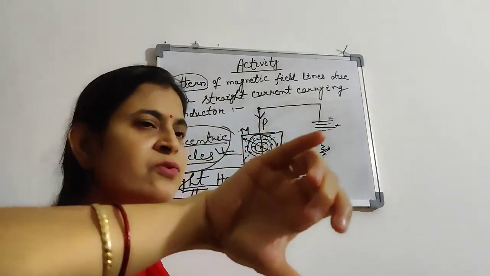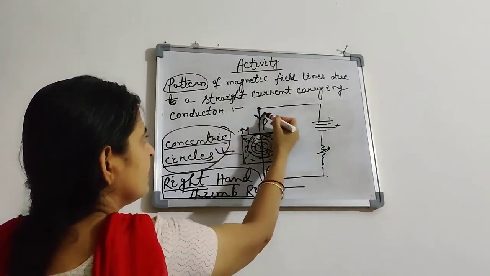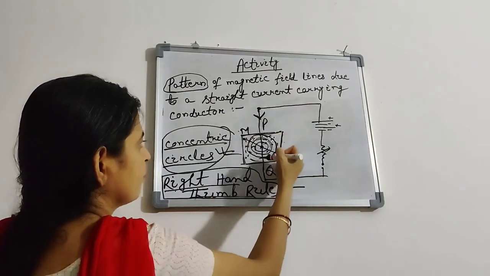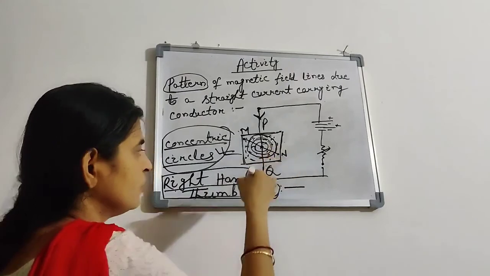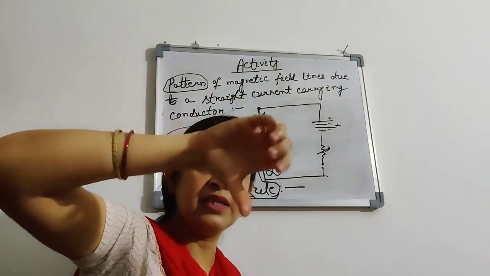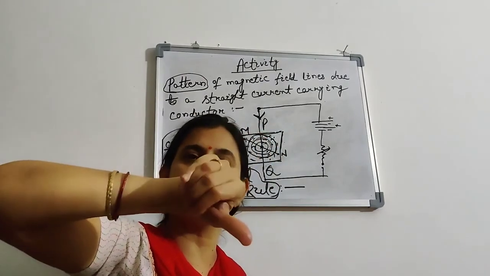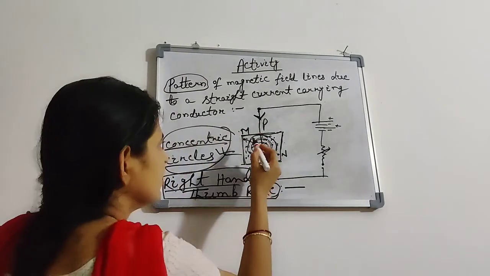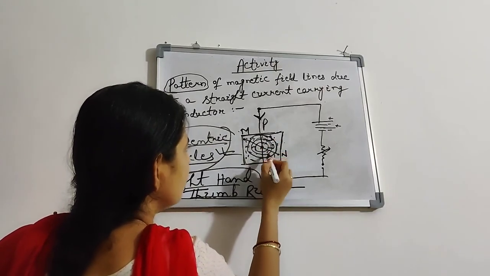Now apply this rule here. The direction of the current is downward, from P to Q. Then what will be the direction of the magnetic field? That will be in the clockwise direction. So the direction of the magnetic field will be like this, clockwise direction.